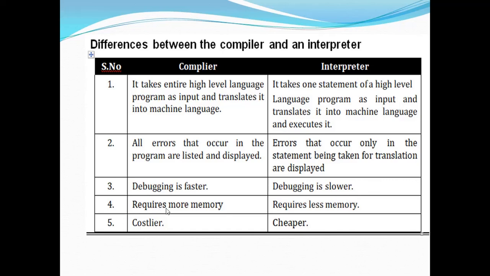And the fourth difference is memory. A compiler requires more memory, and in the case of an interpreter it requires less memory. And compilers are costlier to design and interpreters are cheaper to design. So these are the differences between compiler and interpreter.